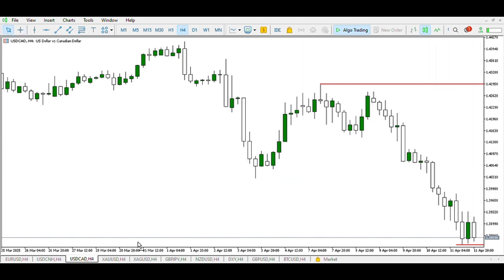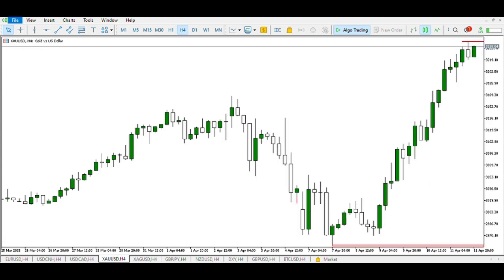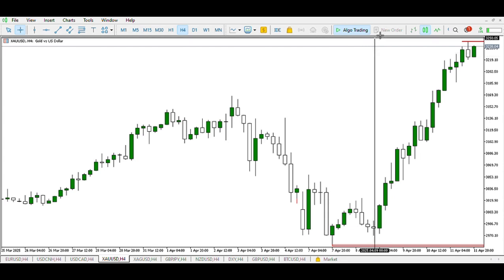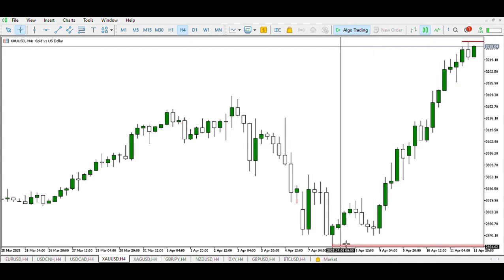On gold, mind you, these highs and lows of the previous week are liquidity zones and they are very sensitive zones.